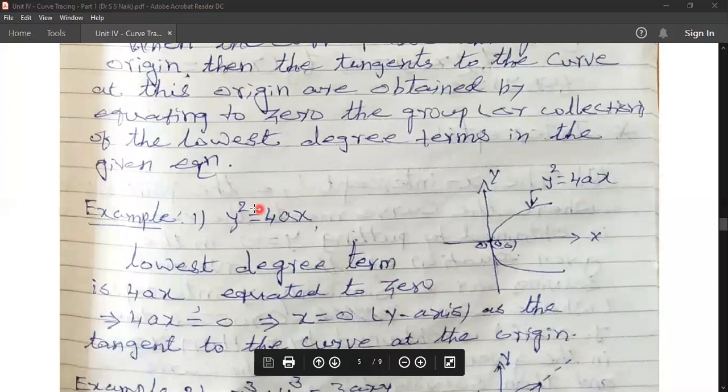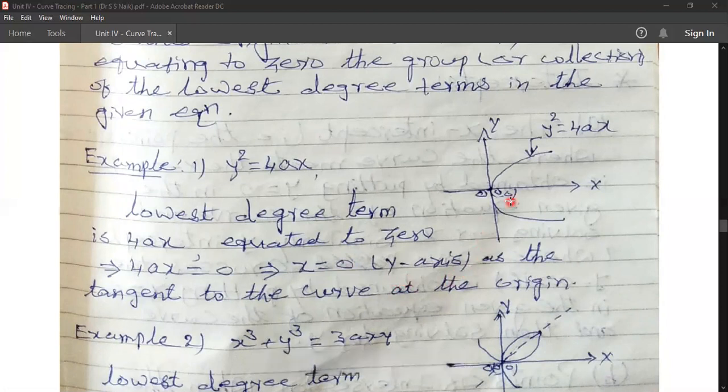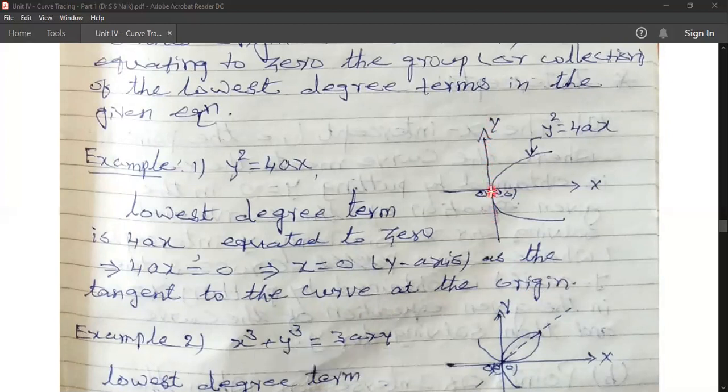The lowest degree term in this is 4ax. Equating the lowest degree term 4ax to 0 implies x is equal to 0, which is the y-axis. So x is equal to 0, the y-axis, is the tangent to the curve at the origin. That means the y-axis becomes the tangent to the curve at the origin.